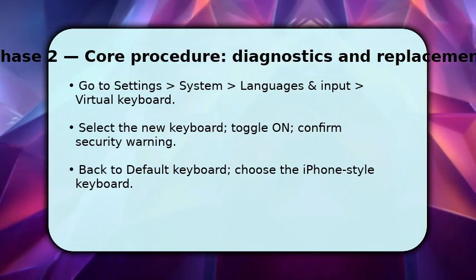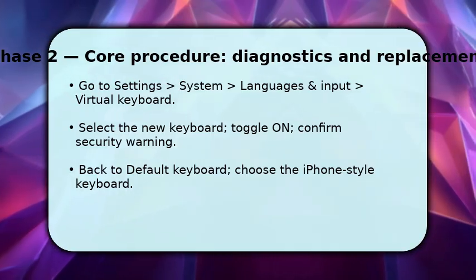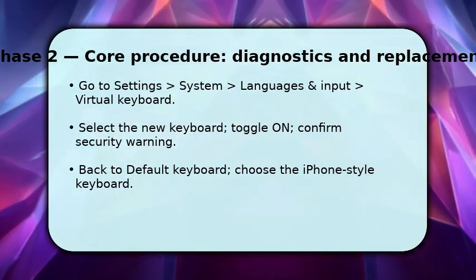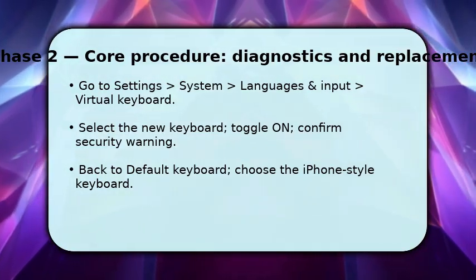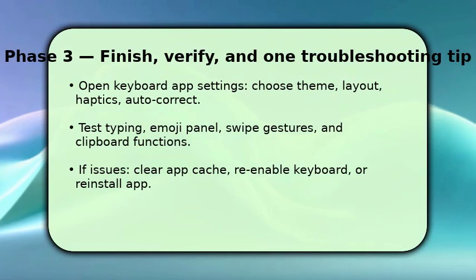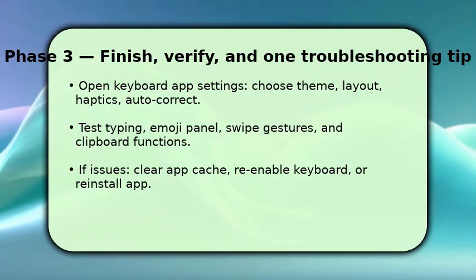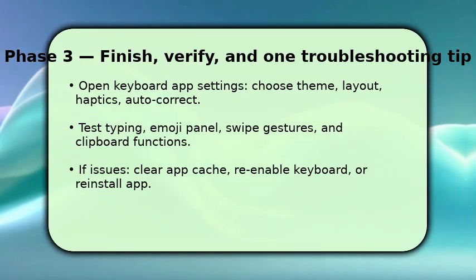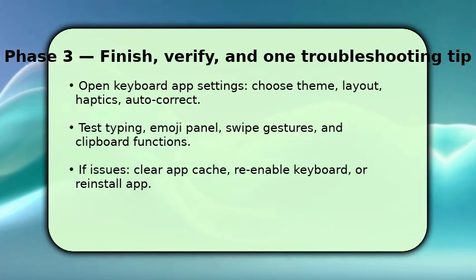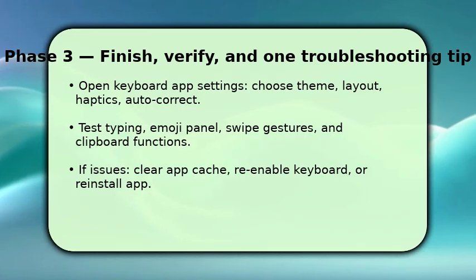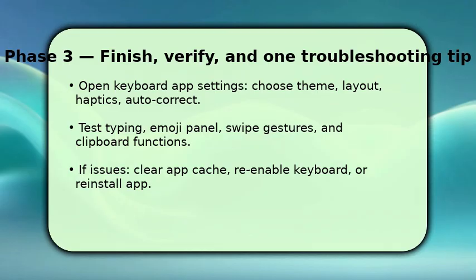If the layout or theme options exist, adjust there so keys, emoji, and haptic feedback match the iPhone look and feel. You finish by customizing and testing the keyboard thoroughly. Open the keyboard app settings to set the iPhone theme, enable one-handed mode, tweak haptic feedback, and turn on autocorrect. Those choices create an authentic feel. Then test typing, swipe input, emoji panel, and clipboard in Messages.